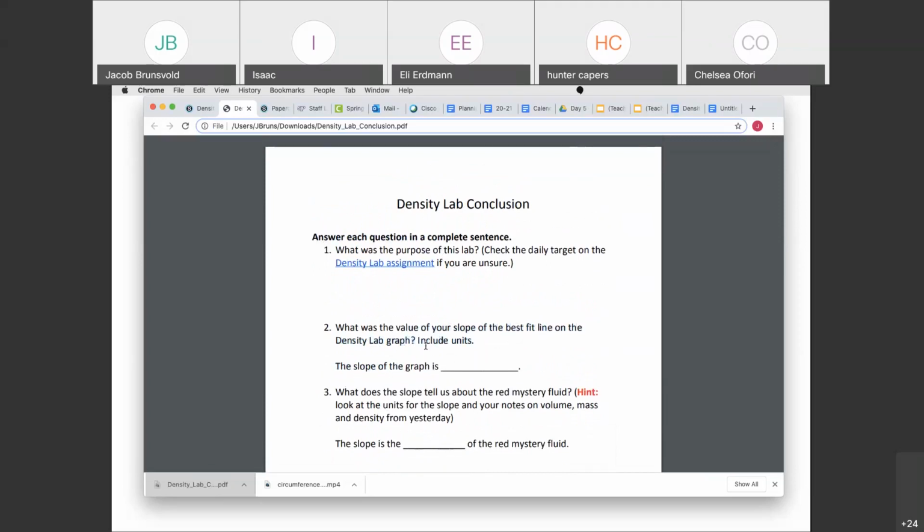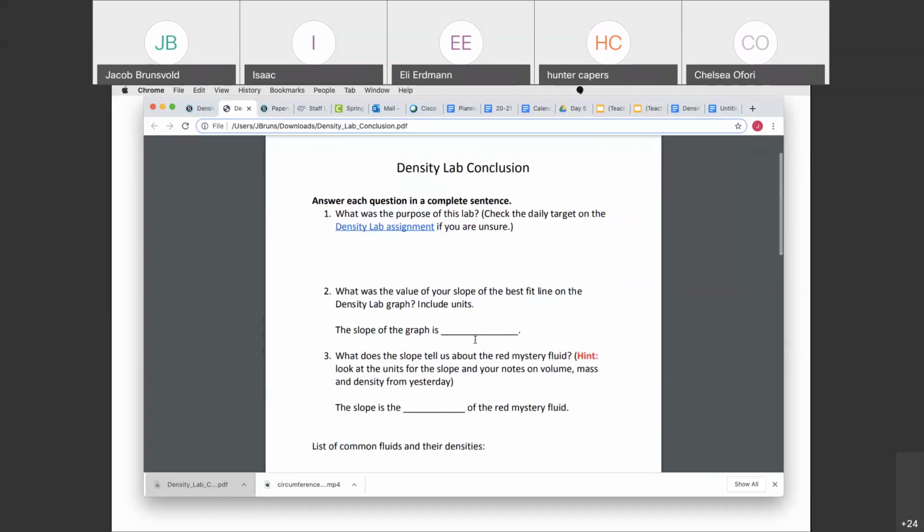Make sure for number 2, you're including units. And I didn't write this on there, but I would like it if you showed work as well for how you calculated your graph. So what is the value of the slope of the best fit line on your density lab graph? If you don't remember, go back and look at your density lab graph. You should have calculated the slope. Write it as a decimal, not as a fraction, and include units.